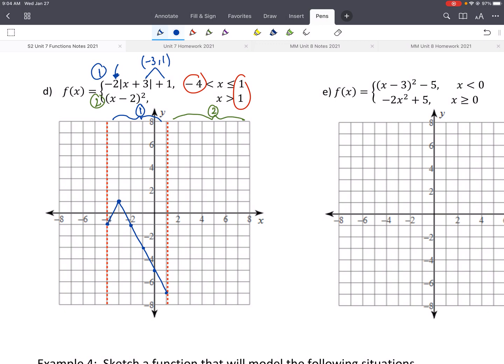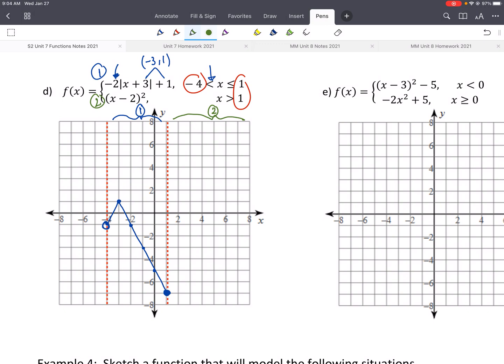And then we need to write down the domain. So on the left side, it's just x is greater than -4. It's not equal to. So here we need to have it be open. And then on the right side, it includes positive 1. So we'll fill that in. Okay? And then our other function is a quadratic.